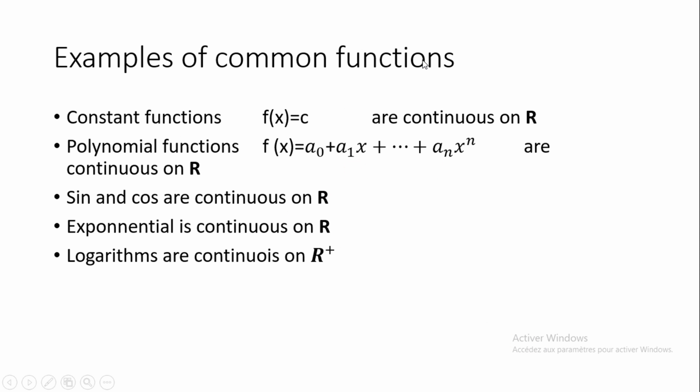So examples of common functions that are continuous. We have the constant function f of x equals c, where c is a real number. So all these functions are continuous. Polynomial functions f of x equals a0 plus a1 x plus and so on up to an x to the power n, where n is in the natural numbers, so these functions are continuous on R. Sine and cosine are continuous on R. Exponential is continuous on R, and logarithms are continuous on R plus.